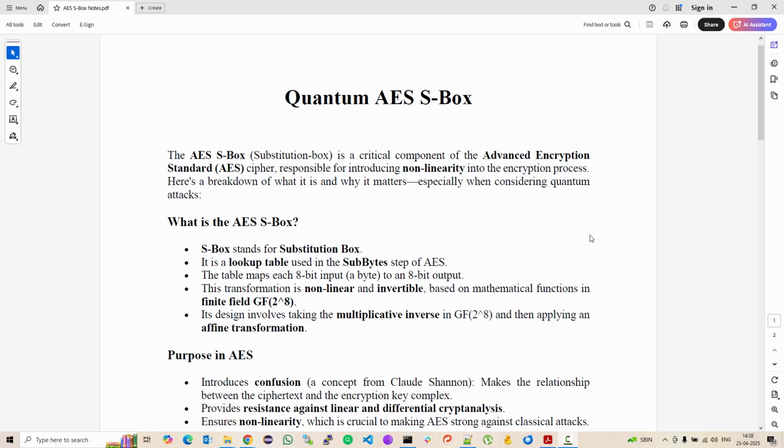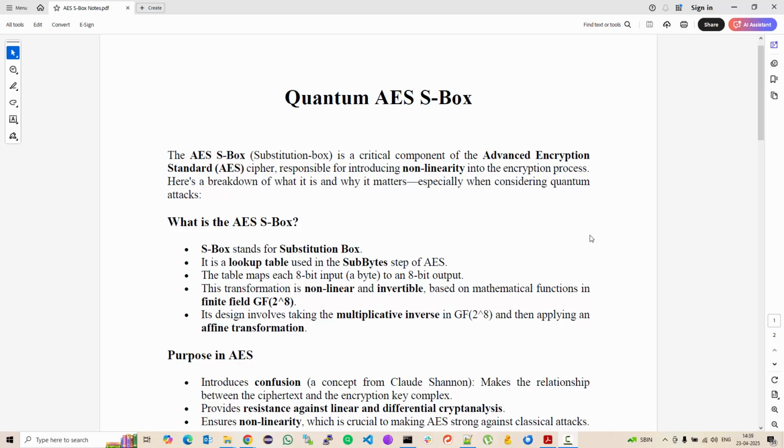So one of the central pieces of cracking AES with quantum computers is something called the S box. Now what is an S box? It stands for substitution box. It is a lookup table used in the sub-byte step of AES. This lookup table maps 8-bit input to an 8-bit output. And this mapping is non-linear and invertible.